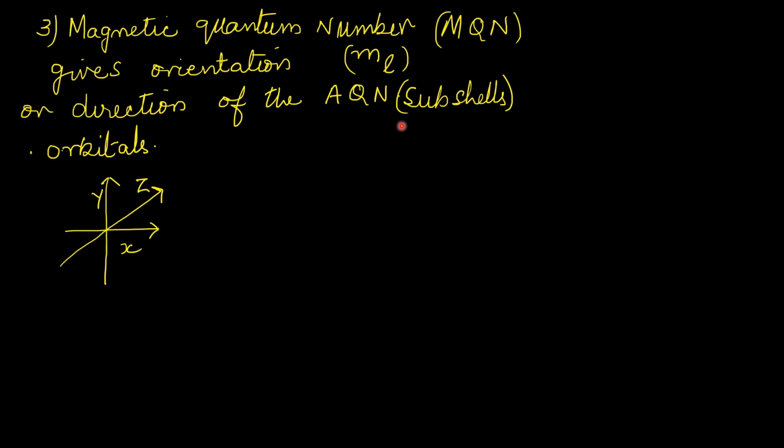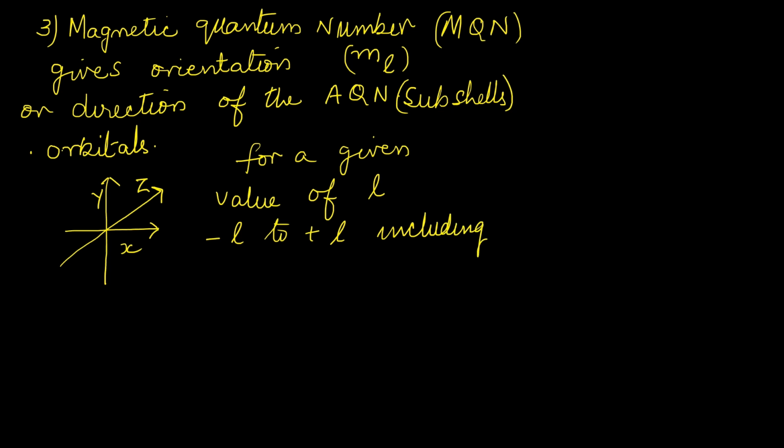L stands for azimuthal quantum number. For a given value of l, that is azimuthal quantum number, the possible magnetic quantum numbers are negative l to positive l, including 0. Let us take the example of l is equal to 2. How is l numbered? 0, 1, 2, 3, etc. and represented by the letters s, p, d, f, etc. So 2 represents d subshell.